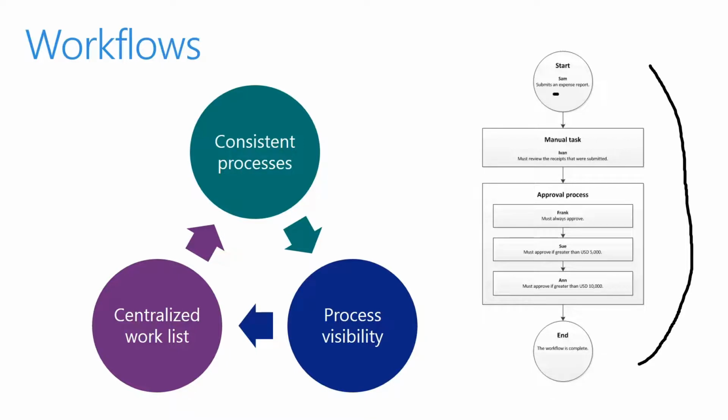Here you can see is the start where somebody submits an expense report. Then we have a manual task where we have somebody that must review receipts that were submitted. And then we go into the approval process where Frank must always approve, Sue must approve if it's greater than $5,000, and then Anne approves if it's greater than $10,000. Once we have somebody that approves, this ends the workflow.